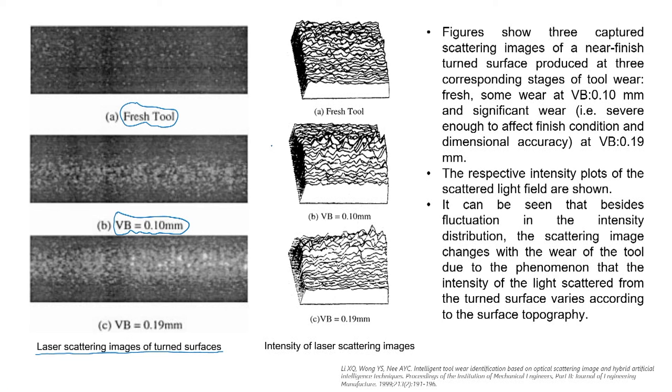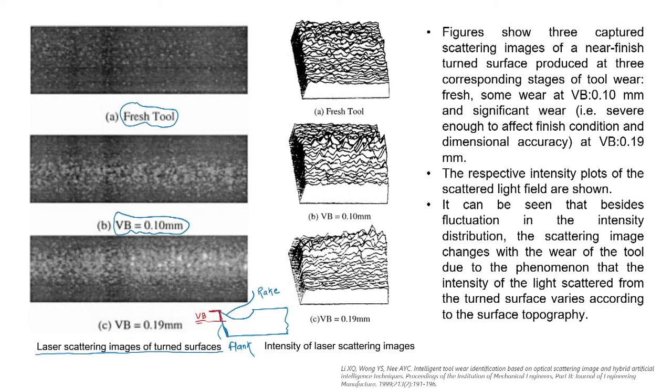So if we just look at the tool surface, this is the tool geometry, this is the rake surface, and this is the flank surface. Here the value of VB is measured from the top position, and it is the length of the wear from that top position. So this is the VB value, and we can easily find it out.